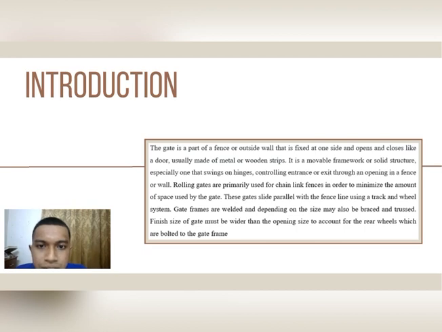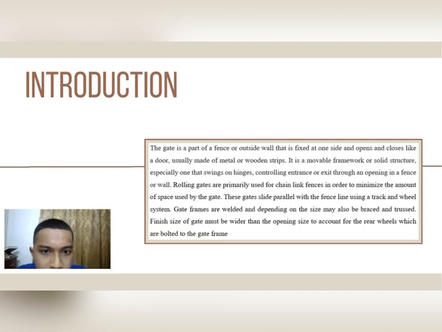So today I will present for the subject statics and dynamics, the gate structure. First one is introduction. The gate is a part of a fence or outside wall that is fixed at one side and opens and closes like a door, usually made of metal or a wooden strip. It is a movable framework or solid structure, especially one that swings on hinges, controlling entrance or exit through an opening in a fence or wall.